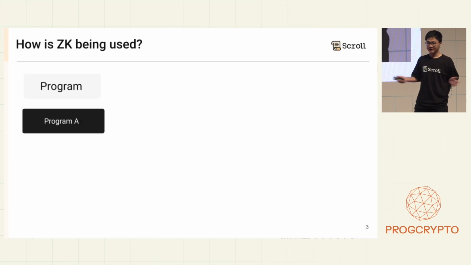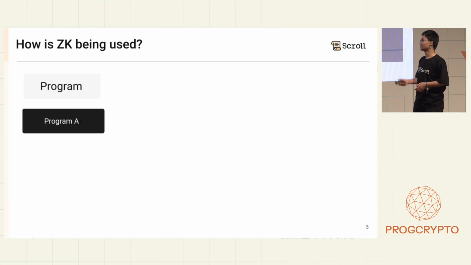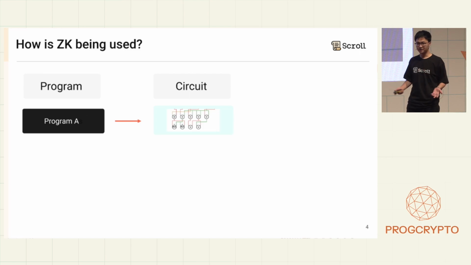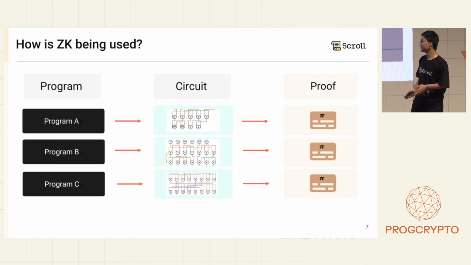This is how zk was used in the past. If you want to prove a program, for example program A written in some high-level language, you have to hand-write a circuit, which includes addition and multiplication gates. And then you generate a proof. For a different program, you need to write a different circuit, which is very hard to write because you require a Solidity developer or a high-level language developer to write a very low-level circuit. So different programs need different circuits and different proofs.